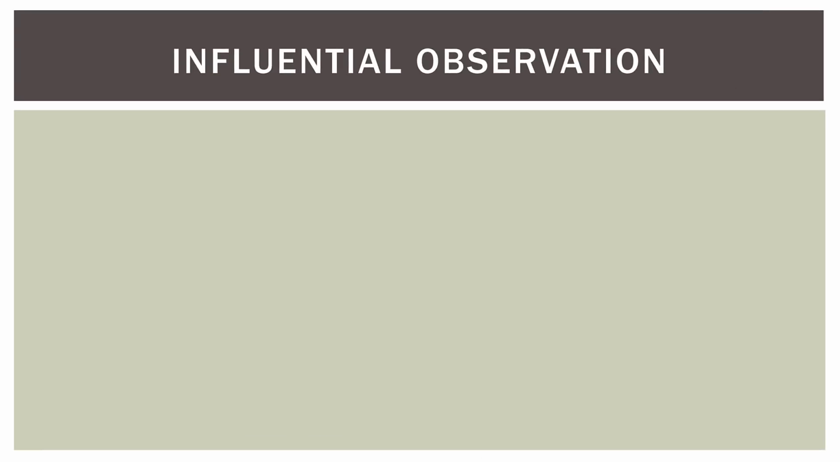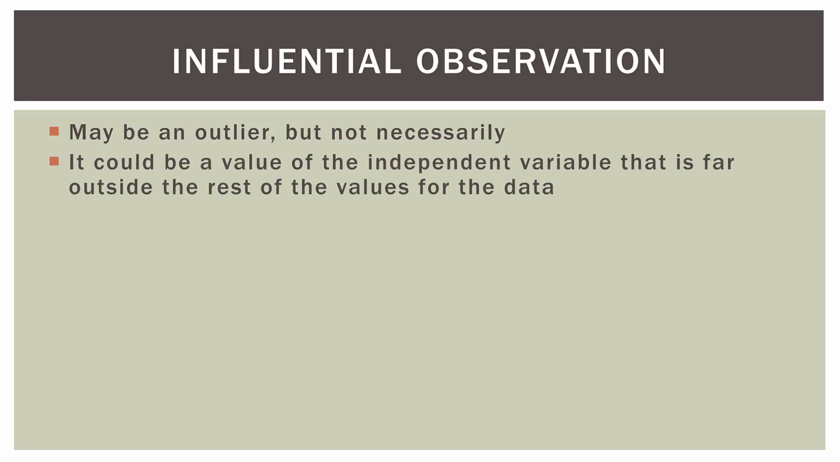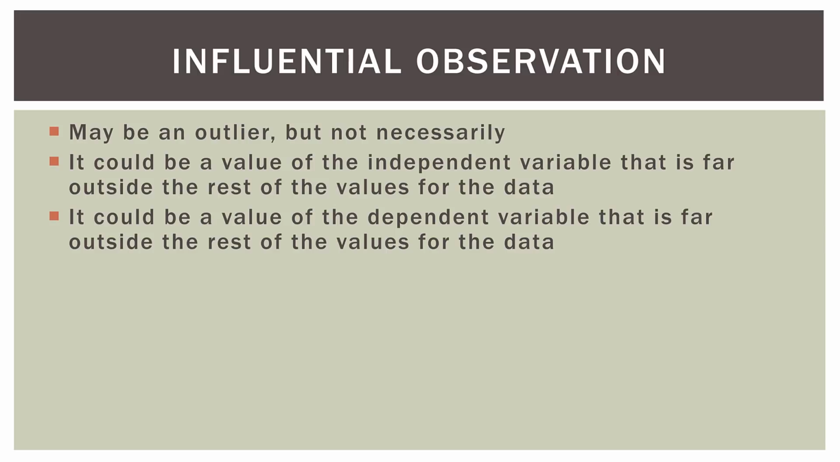So what is an influential observation? Now, an influential observation may be an outlier, but not necessarily so. It could be a value of the independent variable that is far outside the rest of the values for the data, or it could be a value of the dependent variable that is far outside the rest of the values for the data. Or it could be a combination of those two factors above. An influential observation can be within the range of the data and not be an outlier per se.